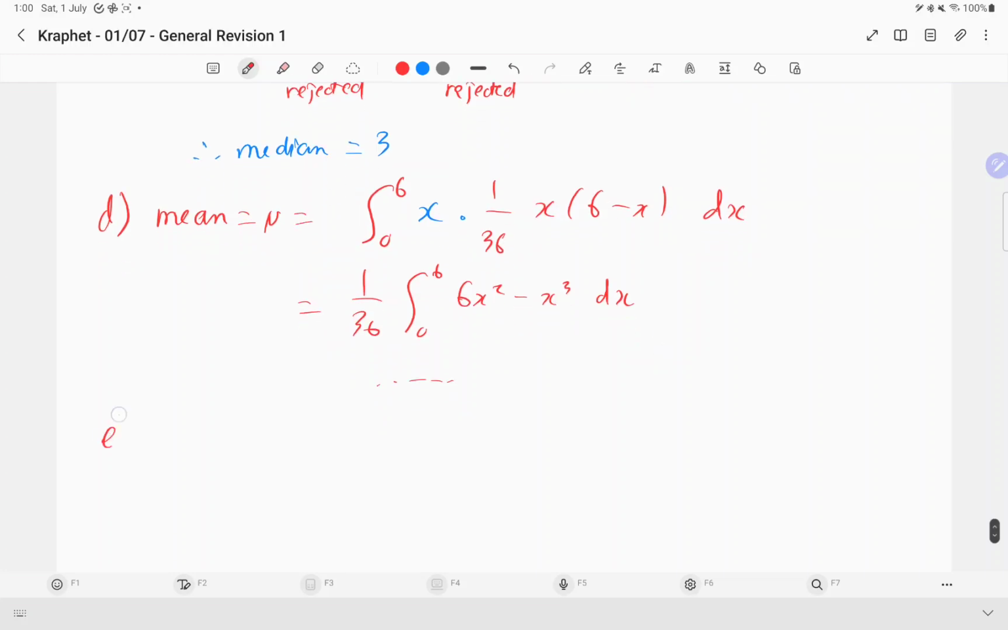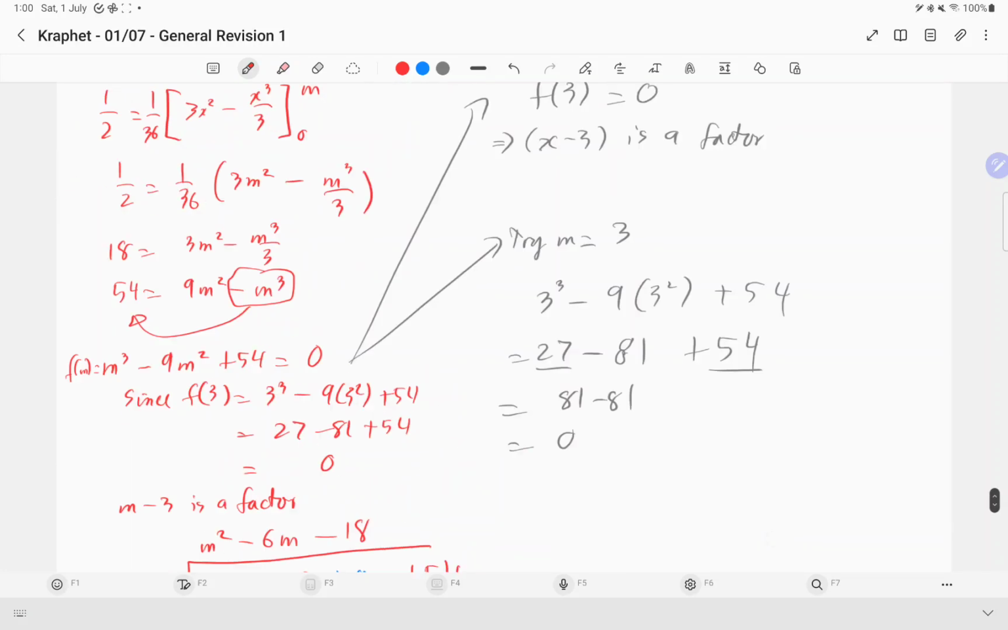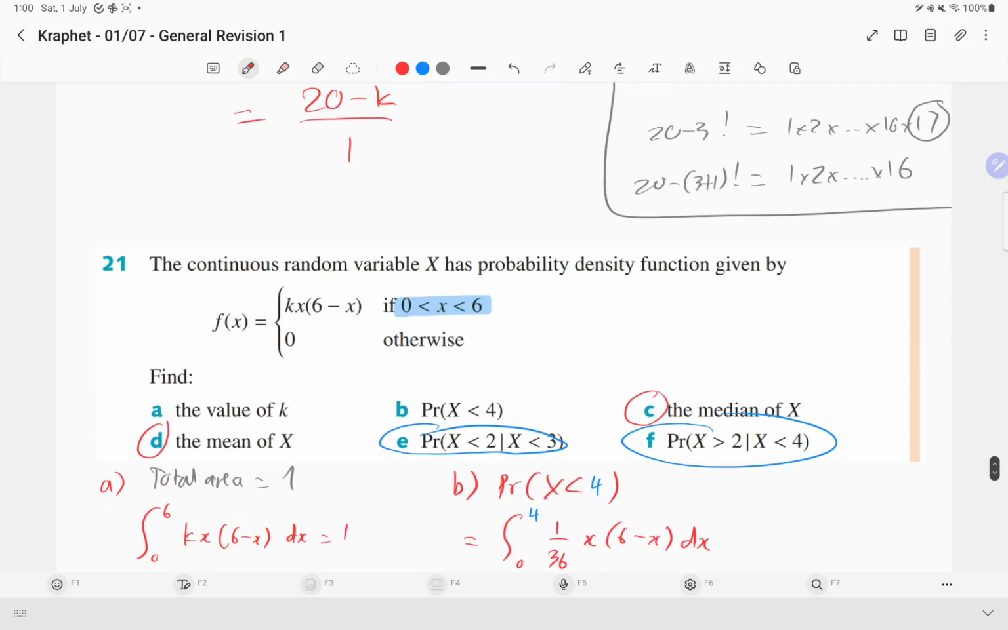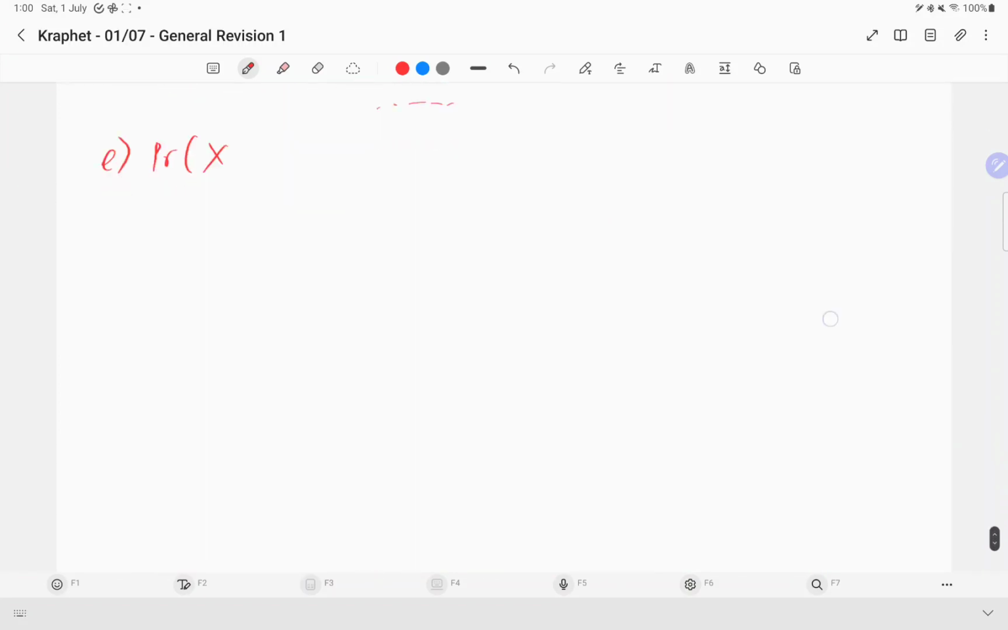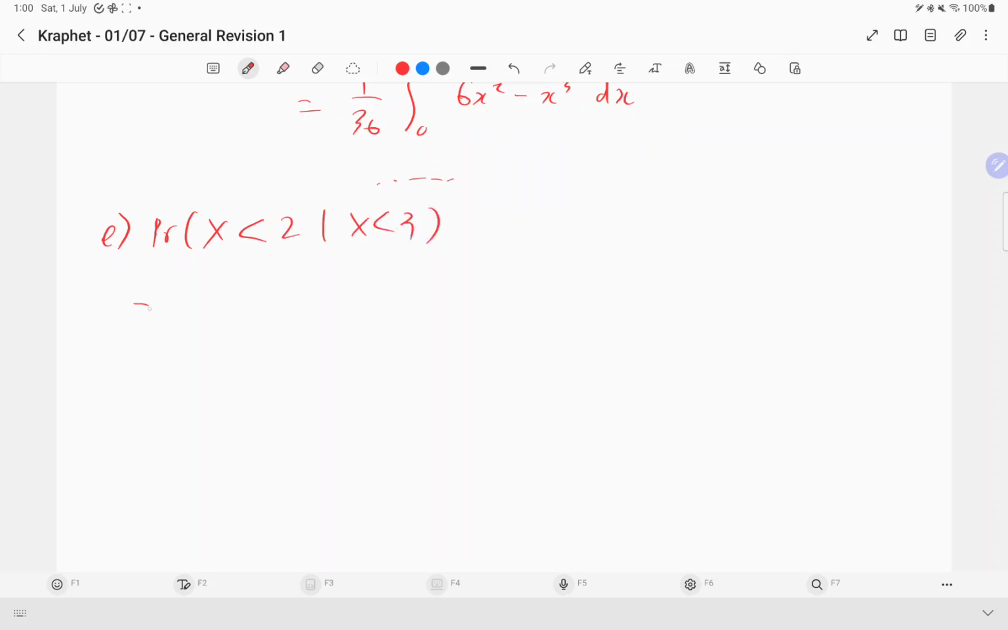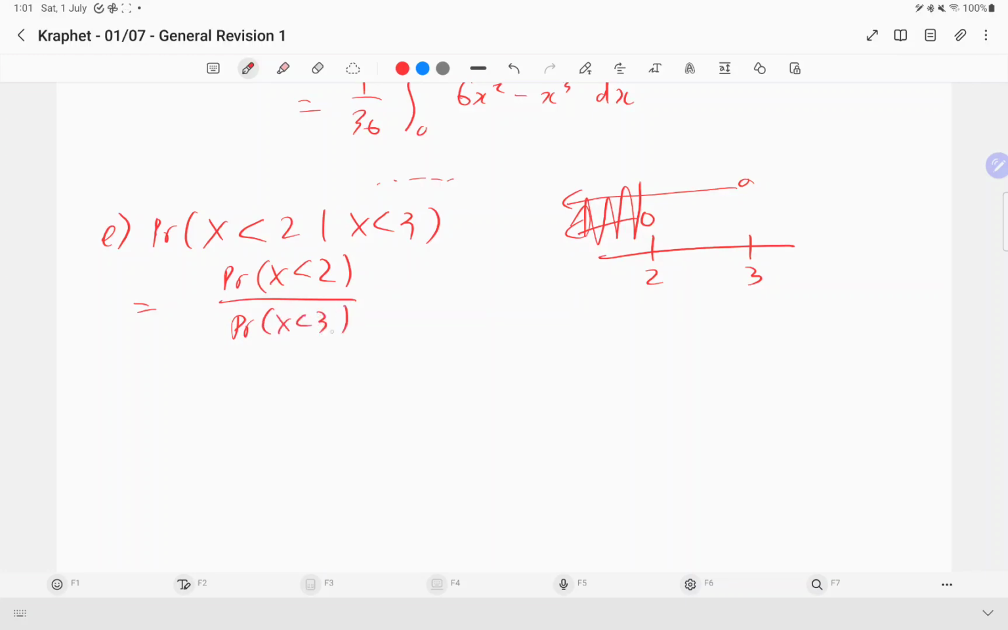Okay, for question E and F, it's just conditional probability. So P(X less than 2 given X less than 3). Conditional probability: less than 2 and less than 3 means P(X less than 2), because if it's less than 2 and less than 3, it must be less than 2. Over P(X less than 3).